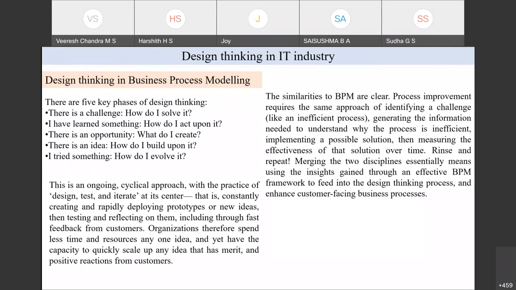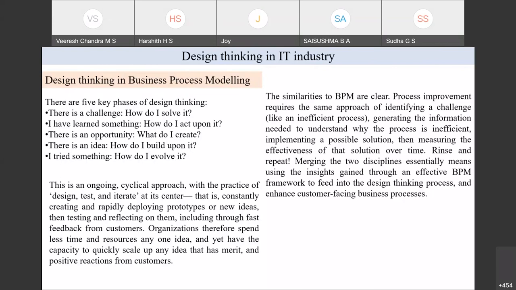Process improvement requires the same approach of identifying a challenge, right? So what exactly is the challenge we are facing? When we talk about the pieces of the process, each and every process is shown to everyone here. There is transparency, so communication is more. So we can think about this particular process, and everyone can give their own solutions for the problem faced by that inefficient process. Some process is inefficient. It is not delivering up to the mark. So there is a challenge faced by that particular process.